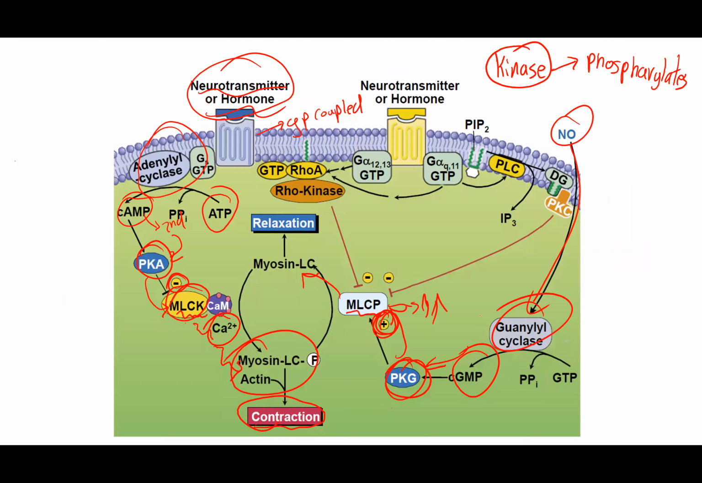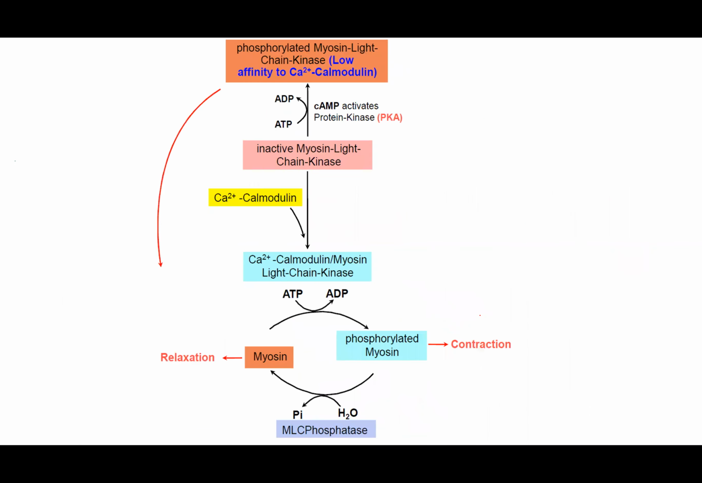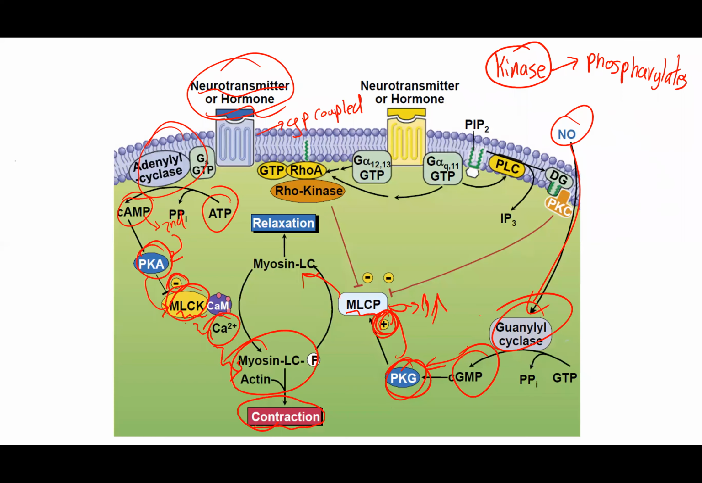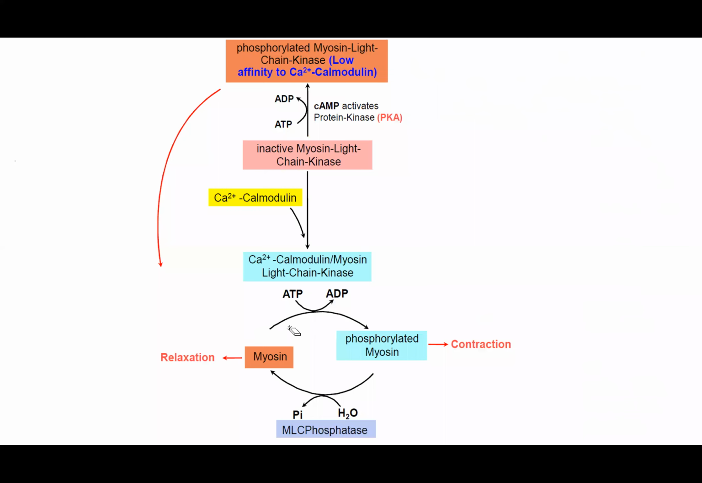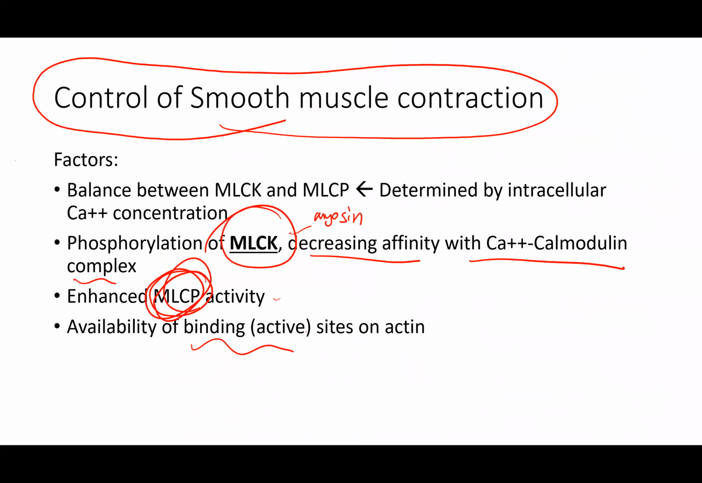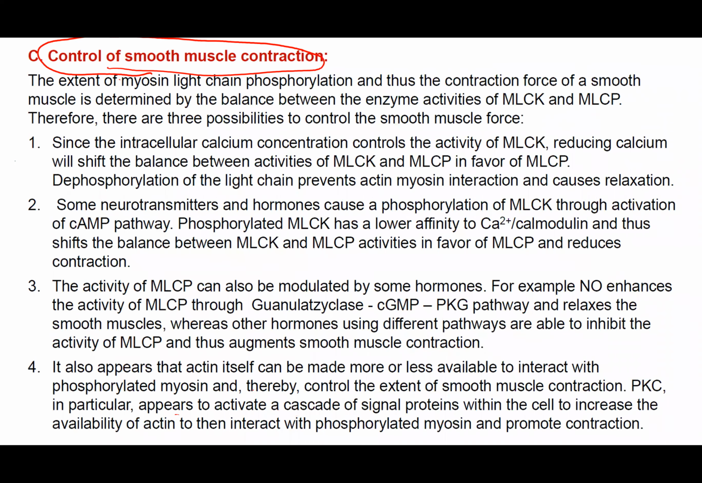Let me go back to the slide. Okay. All you need to know is that there are fewer or more binding sites on actin. For any reason, there might be a molecule, a cascade of signals that led to that. That's it. You don't need to know the specifics here. Is everything clear so far?